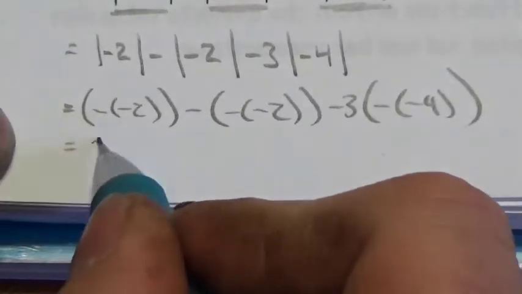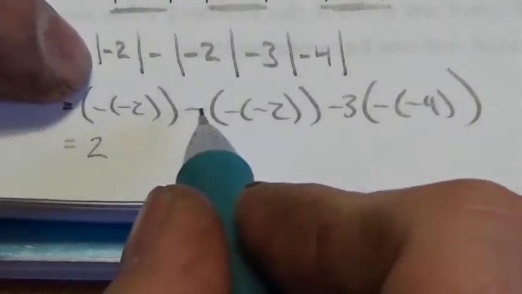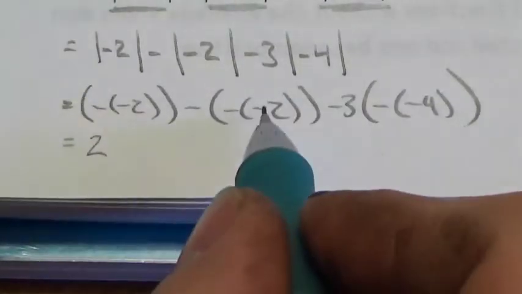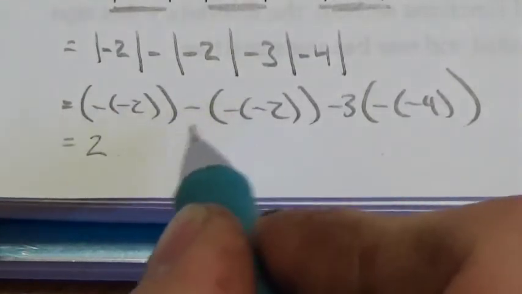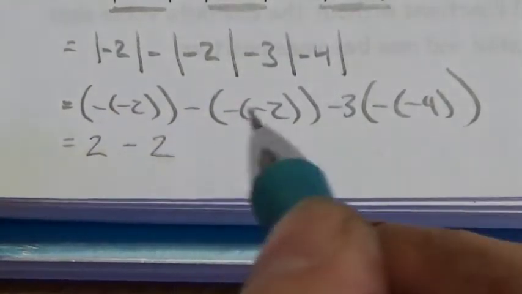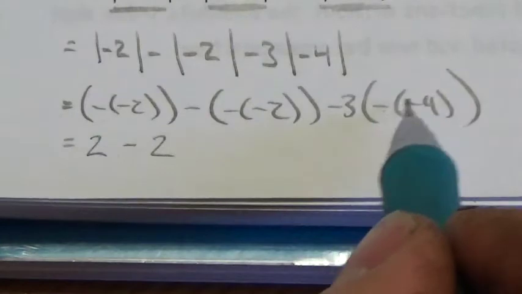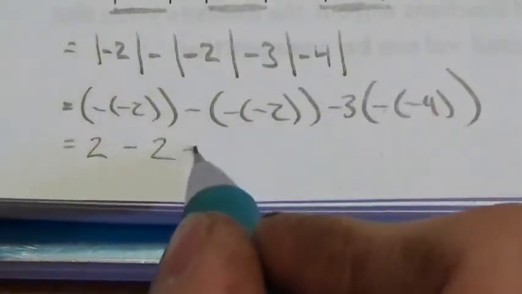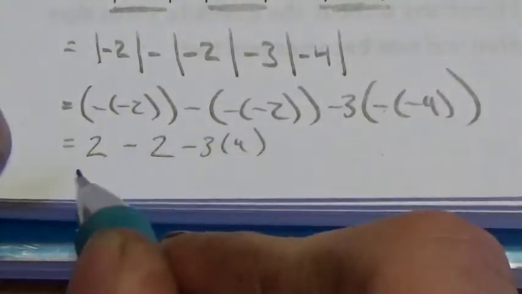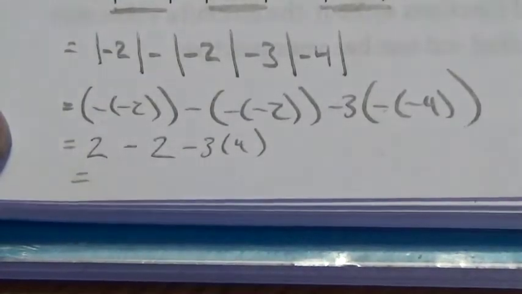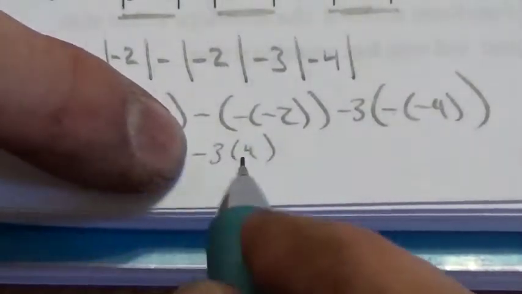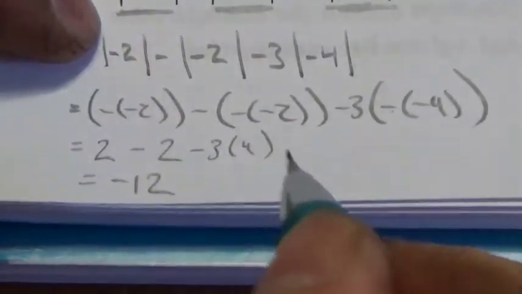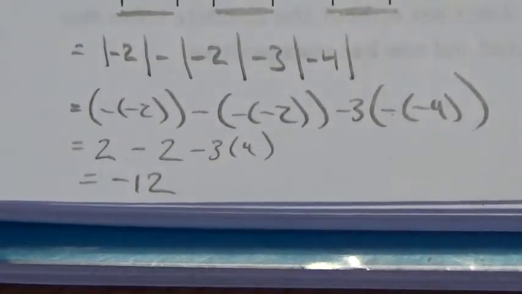So now that's going to become positive 2. Now I've got 3 negatives in a row here. Those 2 negatives are going to become a positive, so this ends up becoming negative 2. Those 2 negatives are going to cancel out, so I'm going to get negative 3 times 4. Well, 2 minus 2, they cancel. Negative 3 times 4 is negative 12. So my answer here is negative 12.